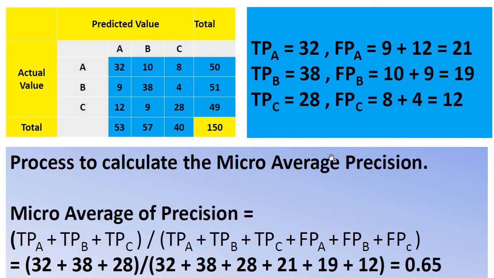Now, the process to calculate the micro average precision is nothing but true positive for class A plus true positive for class B plus true positive for class C, divided by true positive for class A plus true positive for class B plus true positive for class C, plus false positive for class A plus false positive for class B, and the false positive for class C. You put in the values here, and we end up getting the micro average precision, which will be 0.65.